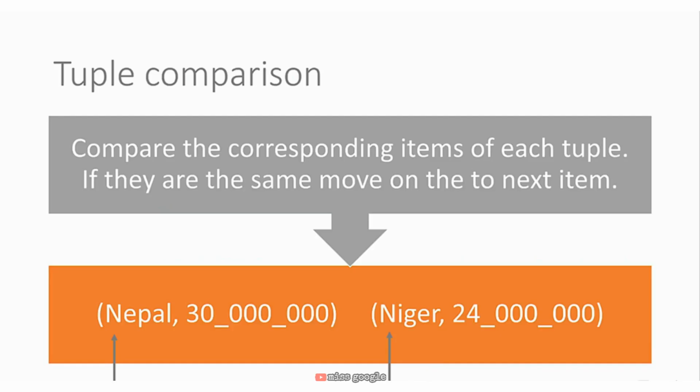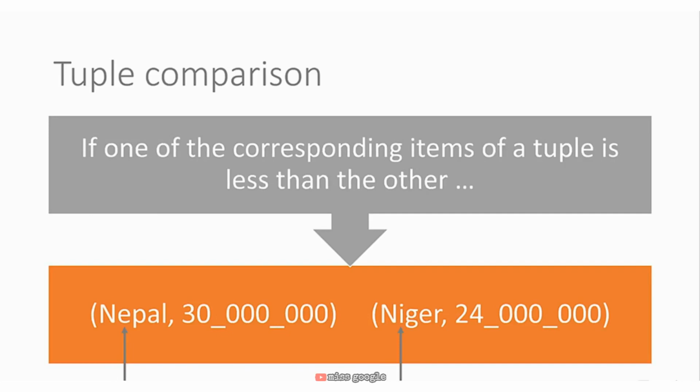Now, tuple comparison works the same way as string comparison. We have 2 tuples as an example, one with the string Nepal and the other Niger and their associated populations. So we start from the left, compare the corresponding items of each tuple, and if they're the same, move on to the next item. Both have the same letter uppercase N, so we move on to the next character. Now you can see that the letter E from Nepal is alphabetically lower than the letter I from Niger.